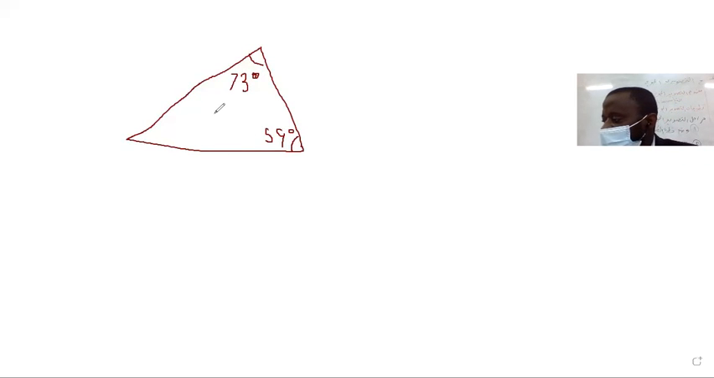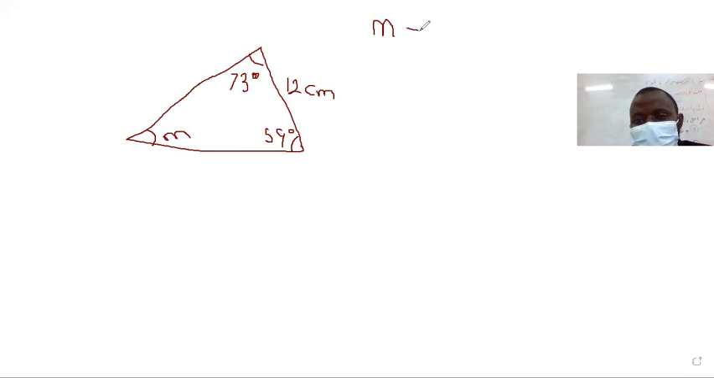So what are we looking for? We are looking for the sides. So this is 12 centimeters. Are you following? That's 12 centimeters. So let us look for the sides. Before I apply the sine rule, let me find this angle first. Again, I want to call this angle M.